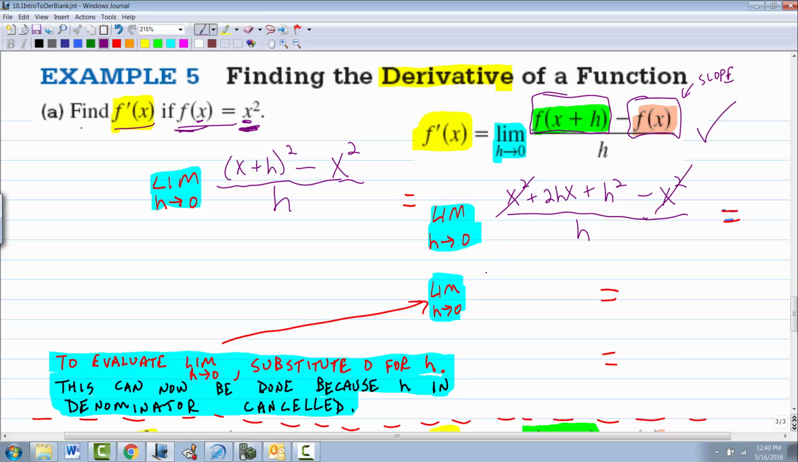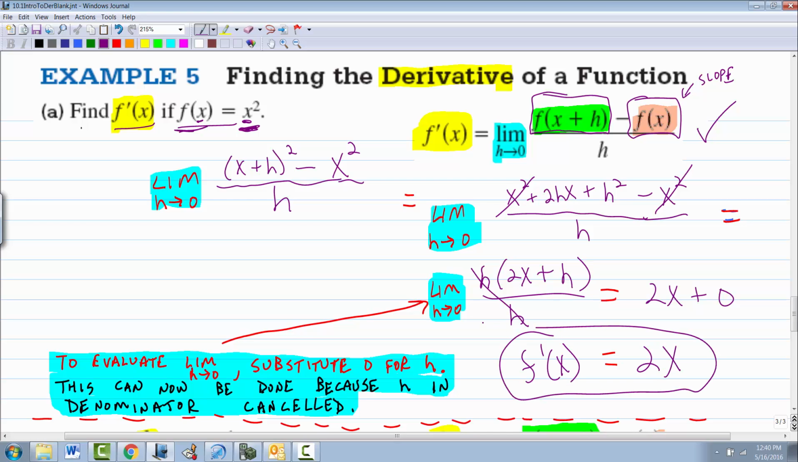Now what should I do? In the numerator, factor out an h, and then lo and behold, I end up getting that h to cancel. Now what am I allowed to do now that those h's canceled? Plug it in. This is that classic hole example I did Friday. That's why I reversed the notes. 2x plus 0, so that's just 2x. So f prime of x equals 2x. And then tomorrow we'll show you how this is used and what we can do with it.